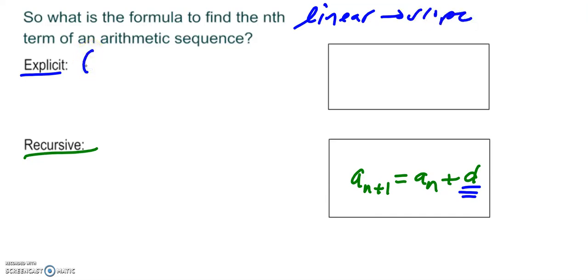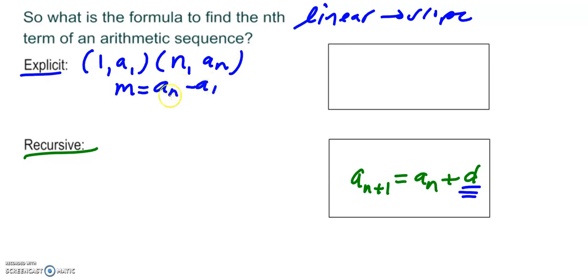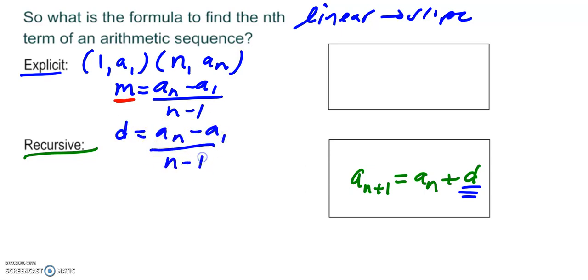If you have certain points, let's say you have the first term, the output value would be a sub 1. And if we go on forever, you could plug in the nth term, and then the output would be a sub n. So if I thought linear, I'd find the slope would be a sub n minus a sub 1 over n minus 1. But in this section, we know that slope is really the common difference. So we could say that the common difference equals a sub n minus a sub 1 over n minus 1.